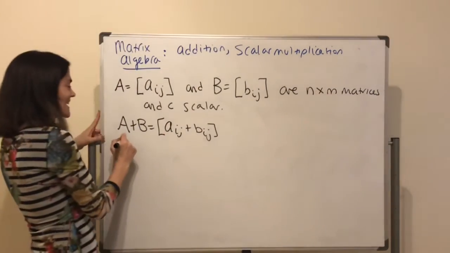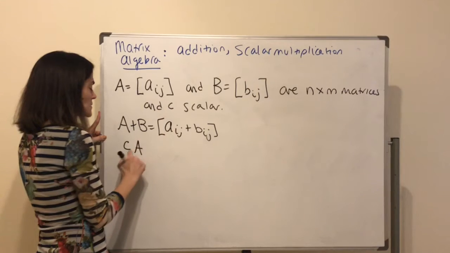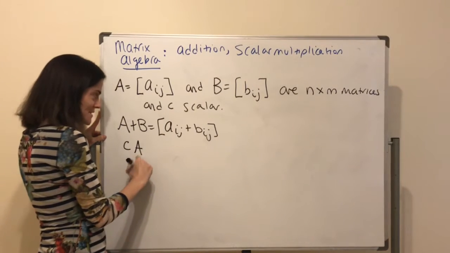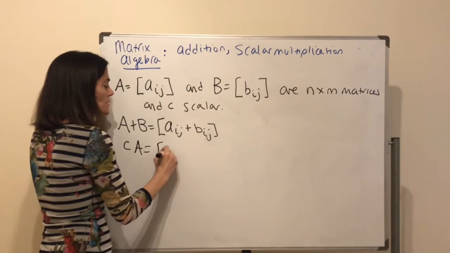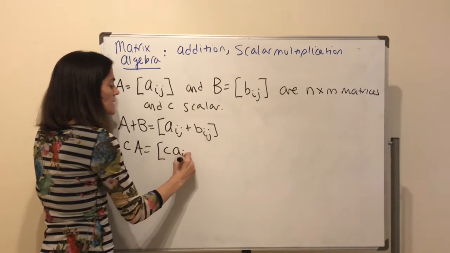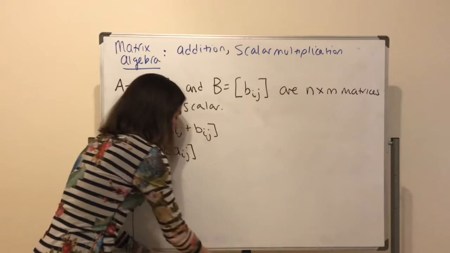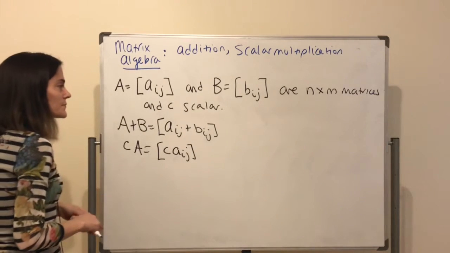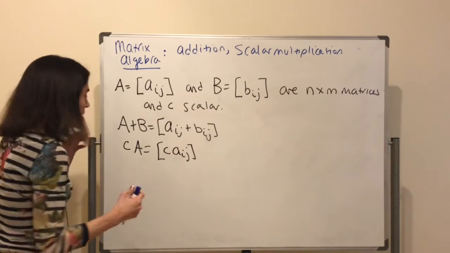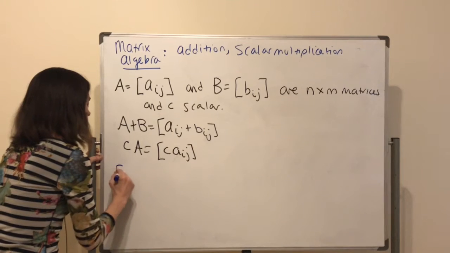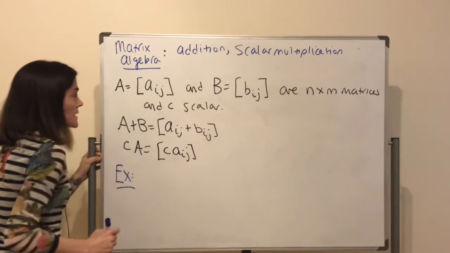And similarly, c times A: so take a constant times the matrix, and all you do is multiply every single entry by the constant. Okay, so let's do two quick examples maybe, and then we will move on to some other things.